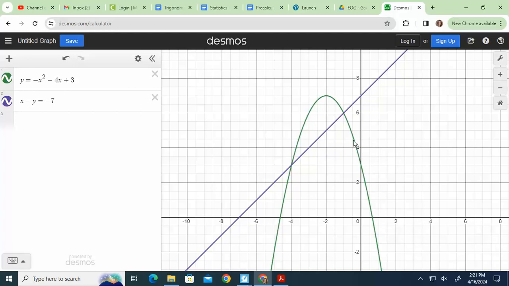How many points do we have this time? 2. So the first one is at negative 4, 3, and the second one is negative 1, 6.